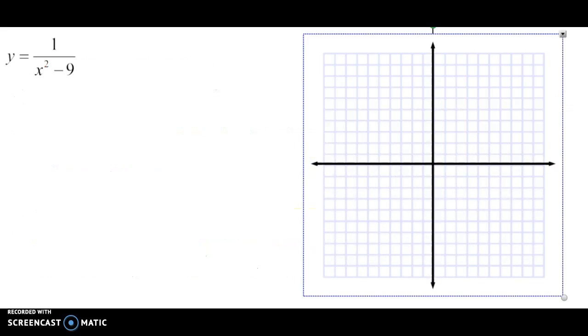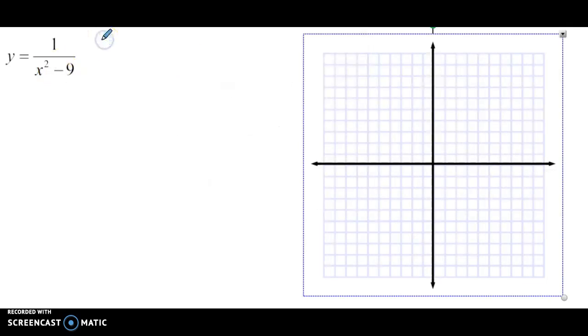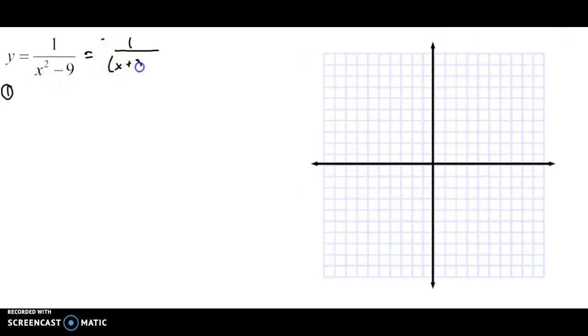All right, so we have a lot of steps to take care of. We're going to look at step number 1. Step number 1 says before we even do anything, let's go ahead and simplify this function. So we have 1 over x squared minus 9, which can factor into x plus 3 and x minus 3.